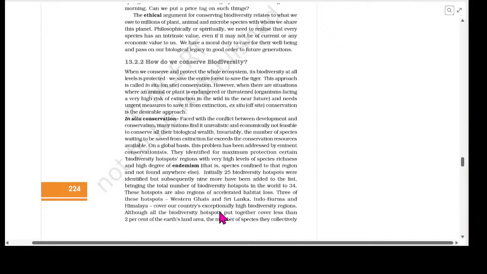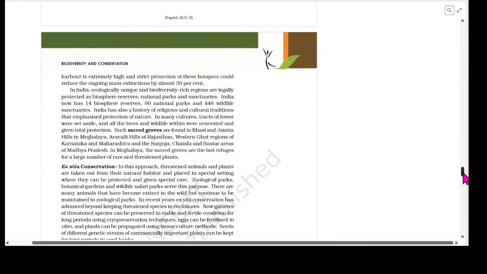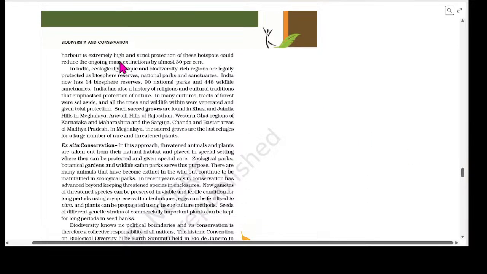Although all the biodiversity hotspots put together cover less than 2% of the Earth's land area, the number of species they collectively harbor is extremely high, and strict protection of these hotspots could reduce the ongoing mass extinction by almost 30%. In India, ecologically unique and biodiversity rich regions are legally protected as biosphere reserves, national parks and sanctuaries. India now has 14 biosphere reserves, 90 national parks, and 48 wildlife sanctuaries.